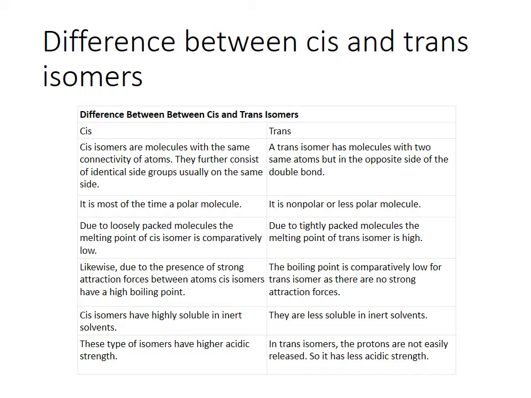Cis isomer, as we all know, will be having similar groups or atoms on the same side, whereas in the trans, the similar atoms or groups will be aligned opposite to the double bond. In most of the cases, cis will be more polar and trans will be less polar or non-polar. And the cis will be loosely packed, and hence the melting point of cis isomer will be comparatively lower. But in the case of trans, they will be highly packed and they will be having higher melting points.